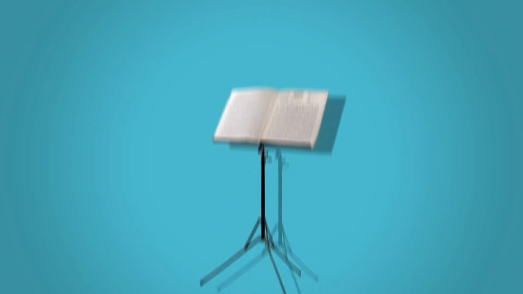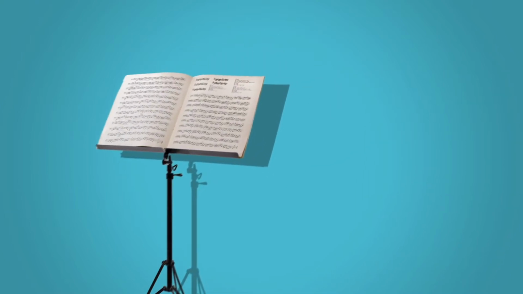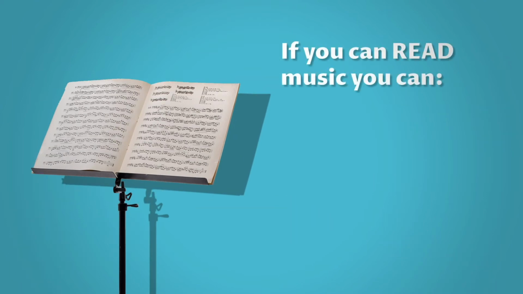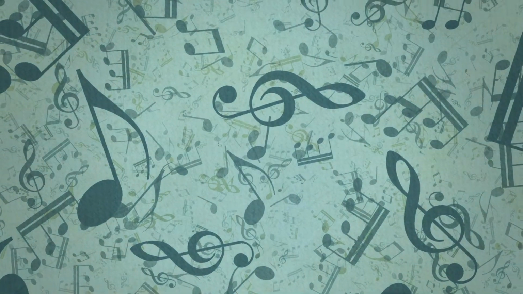Music is a language, and like any language, it has a written form. Notation gives musicians around the world a tool to communicate. A composer writes their piece with specific symbols, and if you can read music, you can understand it, decipher it, and ultimately play it. Understanding how to read music will take effort and time.